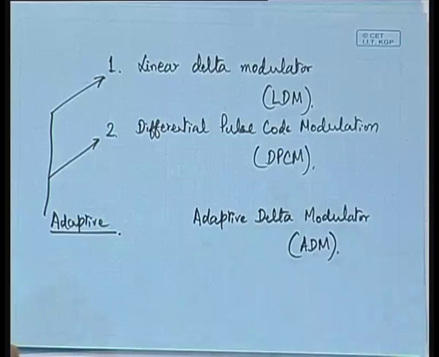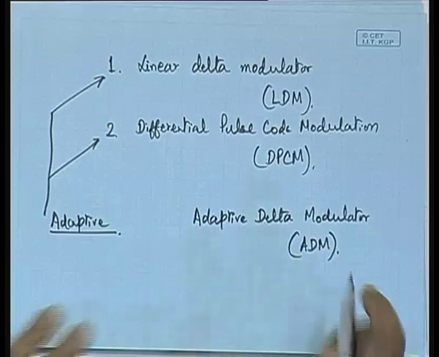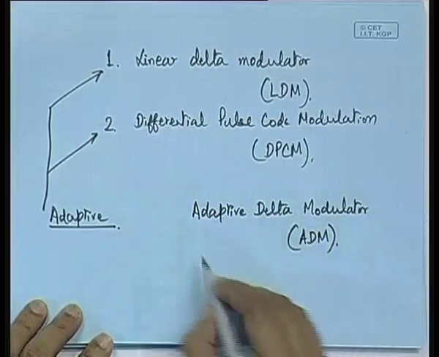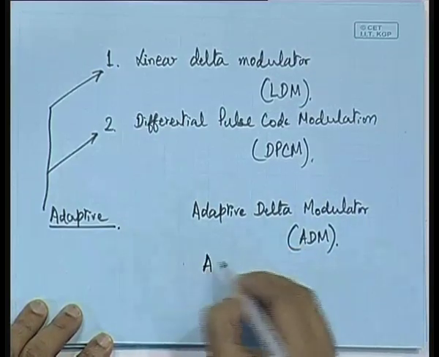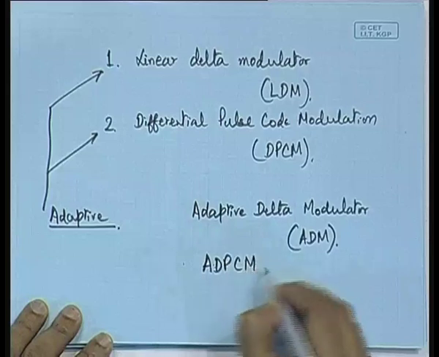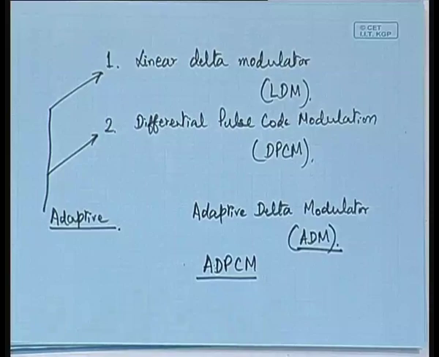So, in the next class we will be talking about LDM very briefly, more about the ADM and DPCM, just to give you an idea of how this adaptive concept works. Likewise, as in the adaptive delta modulator, we are also going to have adaptive DPCM, or what is called ADPCM. Okay. So, all these things we will be studying in the next class.